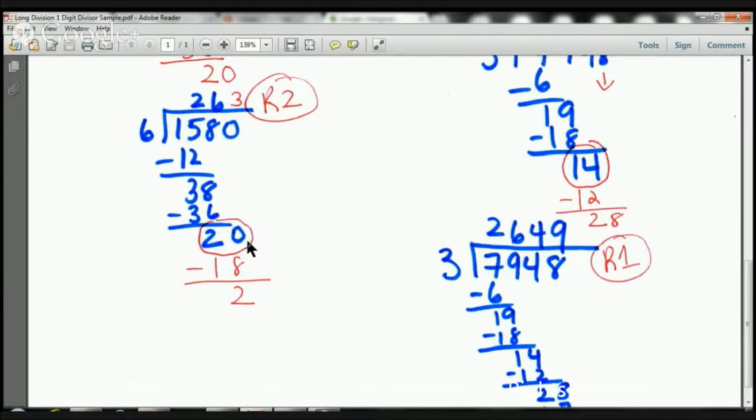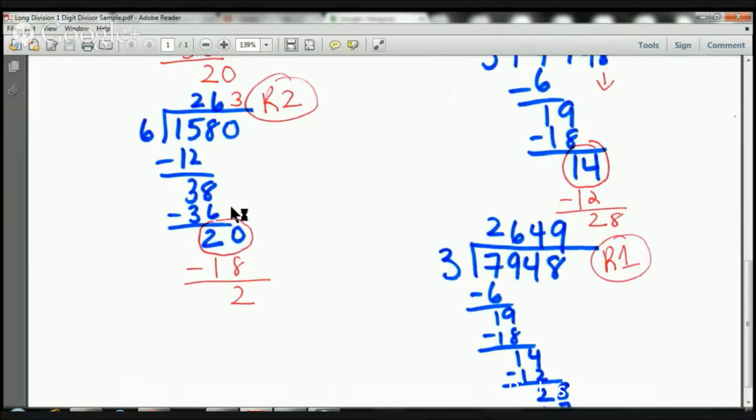Now I have 20. Now, how many times can 6 go into 20? Well, I know 6 times 2 is 12. 6 times 3 is 18. 6 times 4 is 24. Whoa, 24? I passed it. All I need is 20. So 6 times 3 is going to be 18. I'm going to put my 18 right here. I'm going to put a subtraction sign, my line, and then I do 20 minus 18, which equals 2.